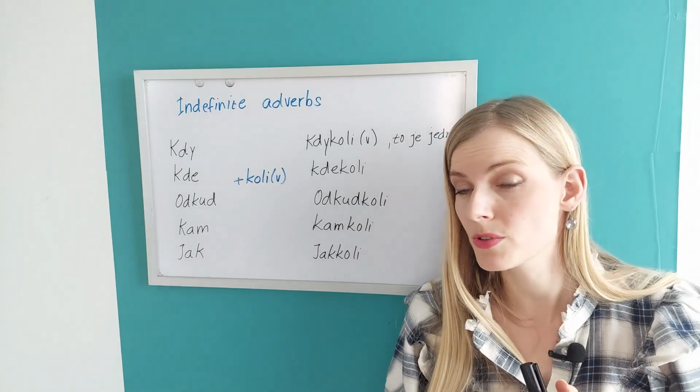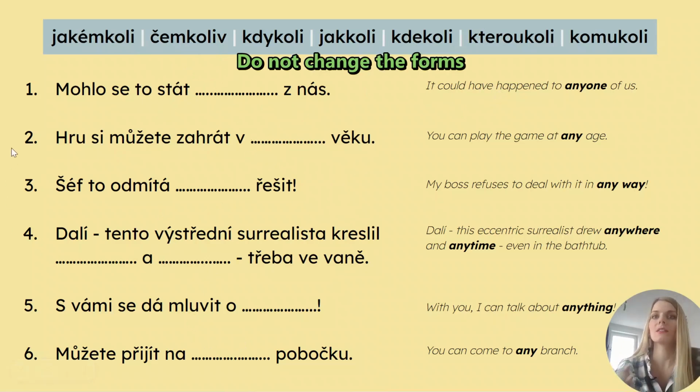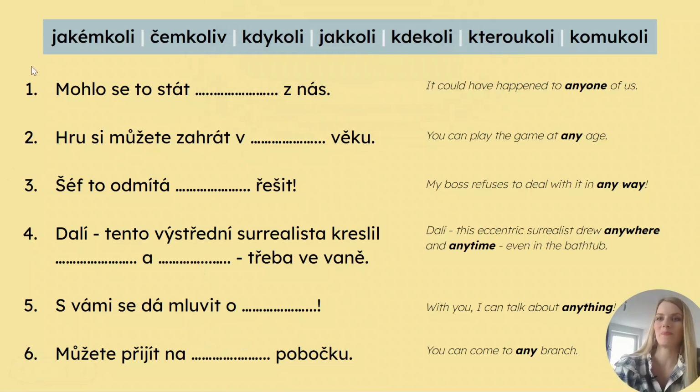Let's do an exercise together. So this is the exercise. We have 6 sentences and 7 gaps. There are 7 words missing, all of them ending with koli or koliv. There is an English translation next to each of the sentences, and your task is to choose the correct word for each of the sentences. Pause the video and play it again when you're ready to check the results with me.